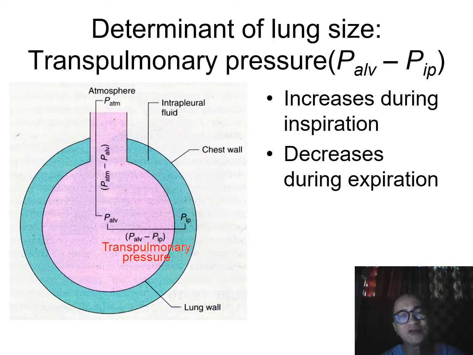Earlier, we mentioned that the lung surface is adhered to the thoracic wall by an intrapleural fluid. The question is, how does this intrapleural fluid determine the expansion or compression of the lung?